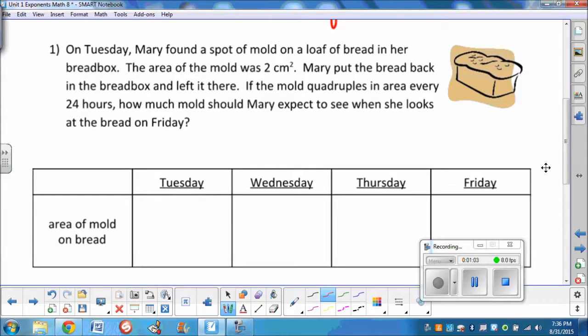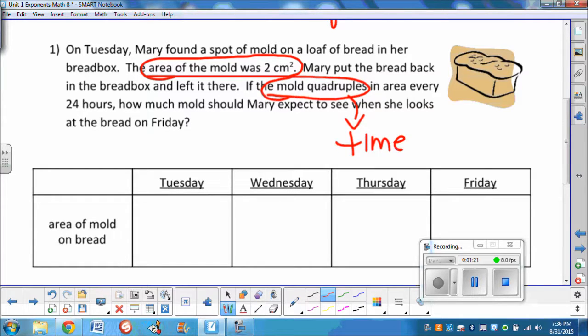So how much mold has she started with? The area, 22 centimeters squared. And then it says that the mold quadruples. Okay, so that word quadruples means multiplied by 4. So times 4, every 24 hours, so every day.